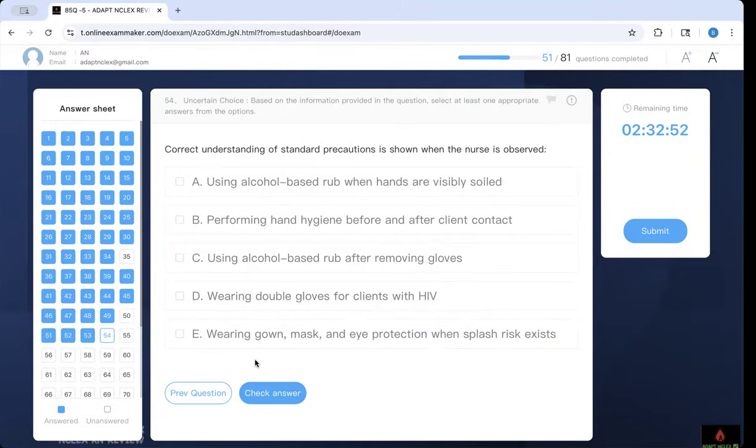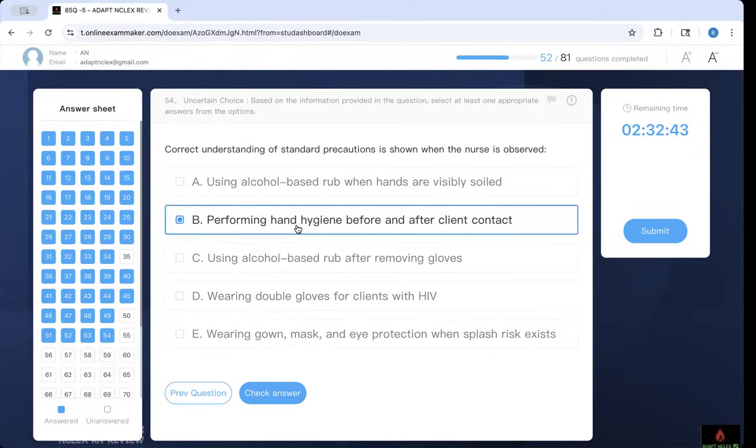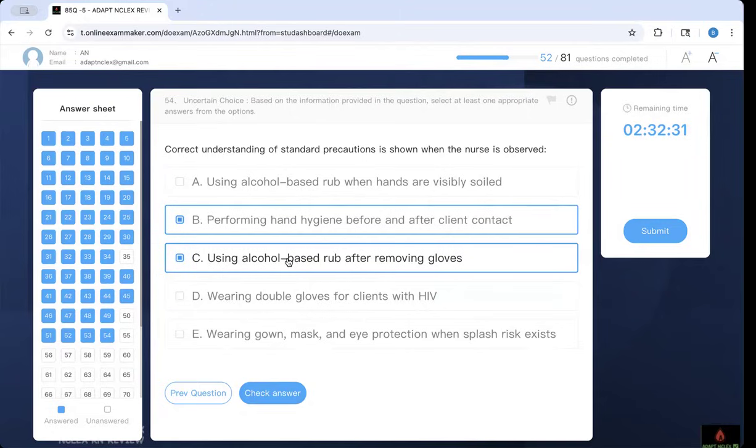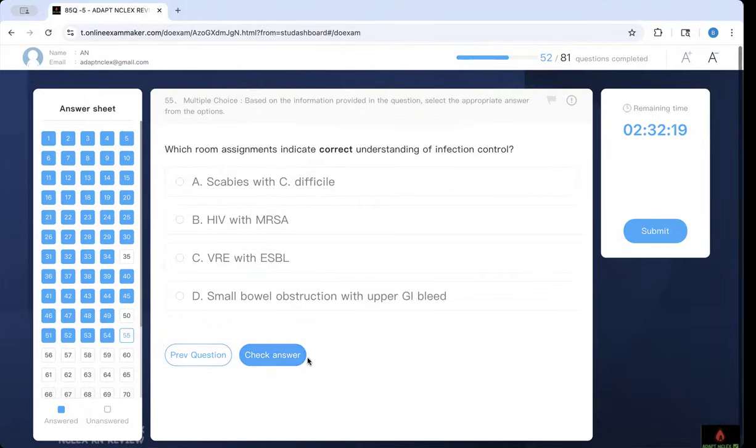Well, if your hand is visibly soiled, you should not use alcohol. Just wash your hands, soap and water. Of course, everybody, we got to perform hand hygiene. When you use alcohol or soap and water, it does not matter. Then when you remove your gloves, you can use alcohol. HIV patient, you don't need to double glove because they are standard precaution. And if there's a splash risk, you can wear gown, mask, and eye protection. That's all, standard precaution. Easy.